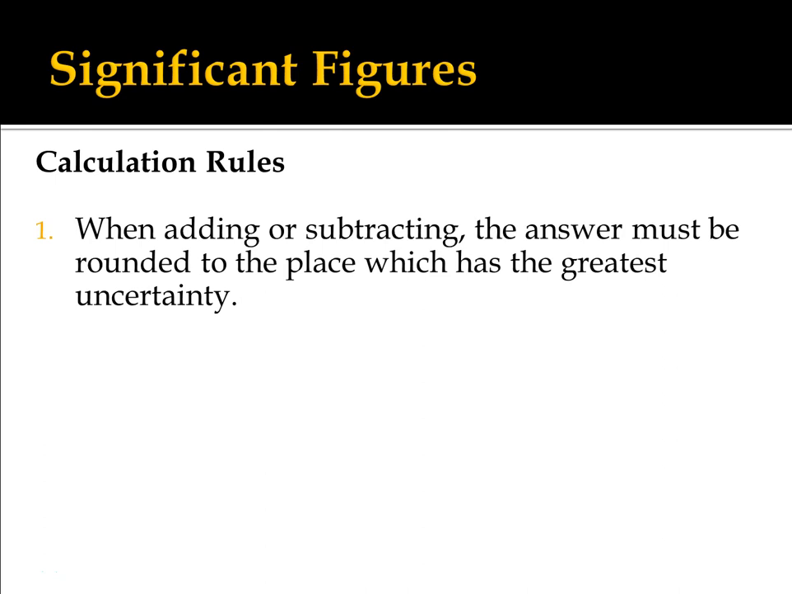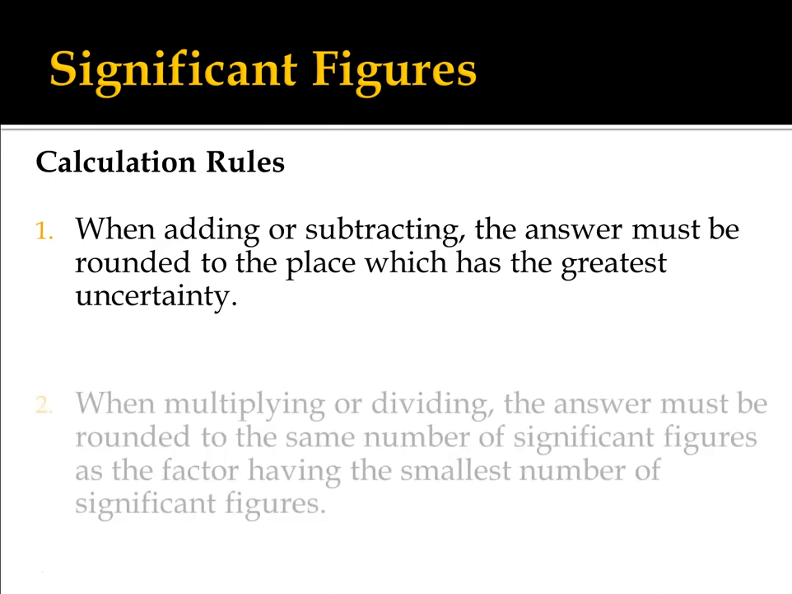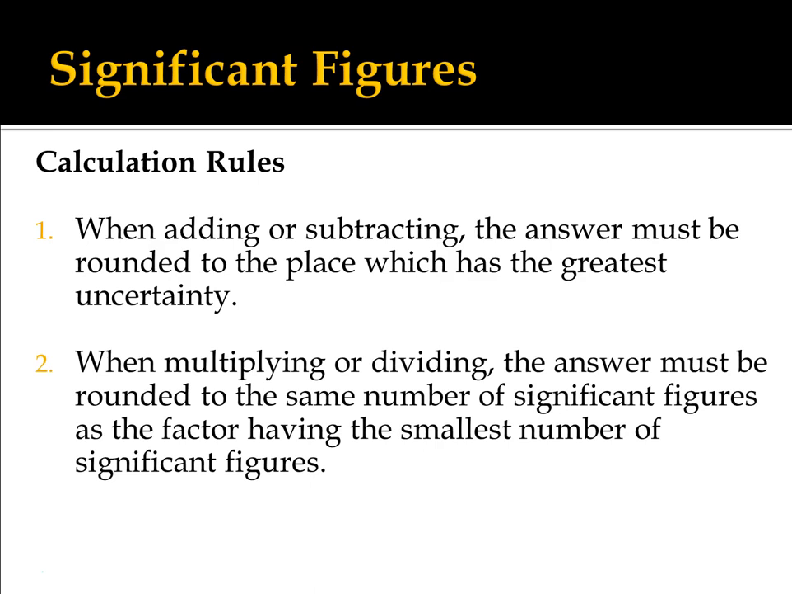So for calculation rules, you're going to be performing calculations on measured quantities. When adding or subtracting values, the answer must be rounded to the place value which demonstrates the greatest degree of uncertainty. And I'll explain that in a minute. When multiplying or dividing measured values, the answer must be rounded to the same number of significant figures as any of the factors having the smallest number of significant figures. And we'll have an example of that as well. Yeah, what does all that mean, huh?